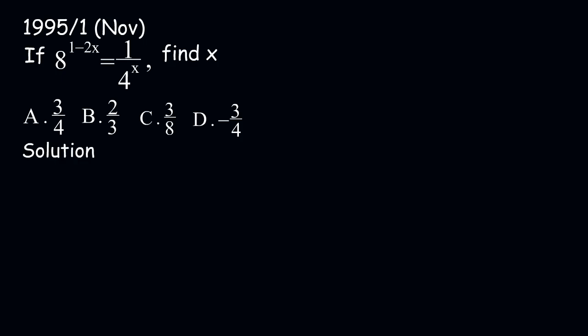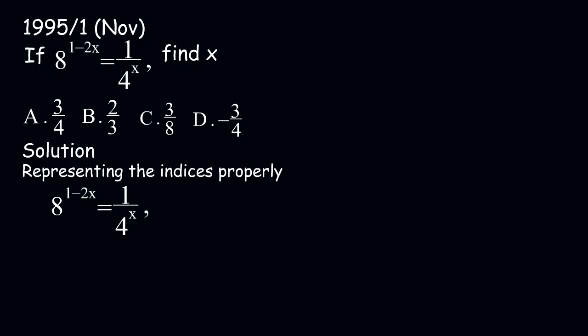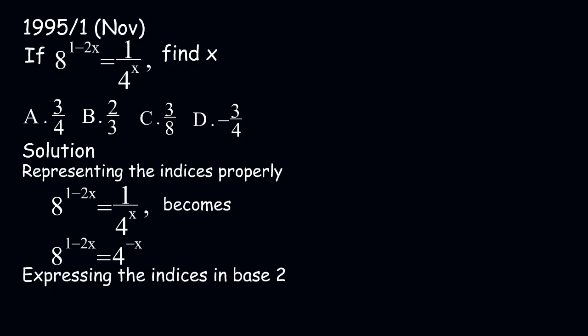It says if 8 raised to the power of 4 minus 2s is equals to 1 all over 4 raised to the power of s, find s. Now, the first thing we are going to do is to represent the indices properly. Then our equation becomes 8 raised to the power of 4 minus 2s will be equals to 4 raised to the power of minus s. Expressing the indices in base 2, we are left with 2 raised to the power of 3 in bracket 4 minus 2s will be equals to 2 raised to the power of 2 in bracket minus s.